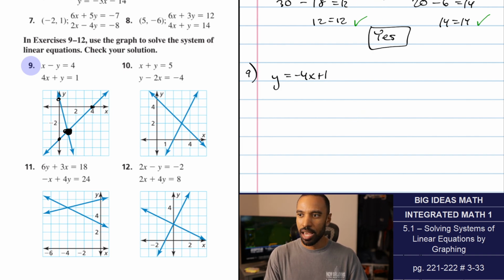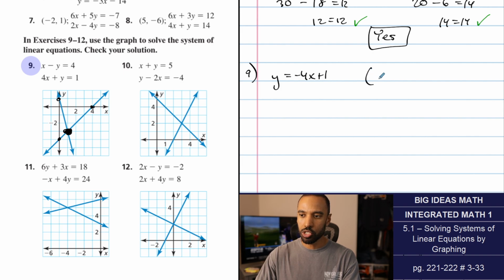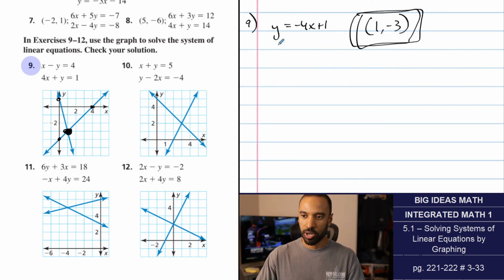So for me, guys, I don't really have much to write. Again, I'm not copying down the whole problem unless I have work to show. I kind of had work to show right there, so I'll leave it. But my solution is going to be 1, -3. Now, we have to double check. Our double check is, you know what? I will show this one because of the subtraction.